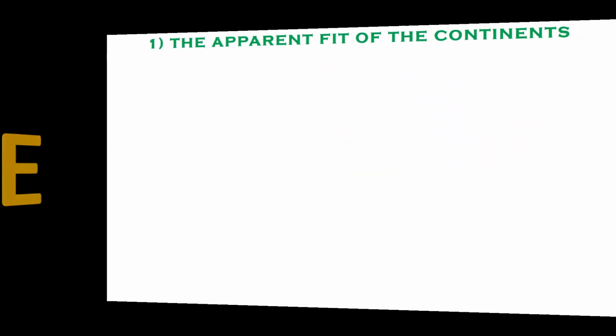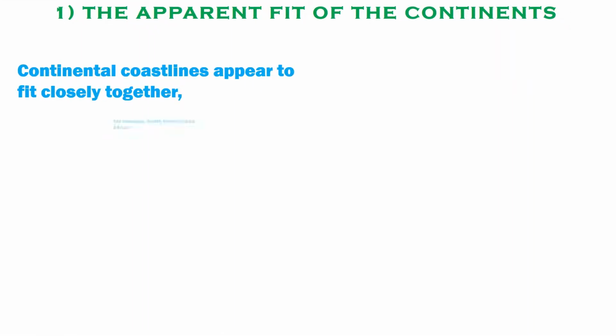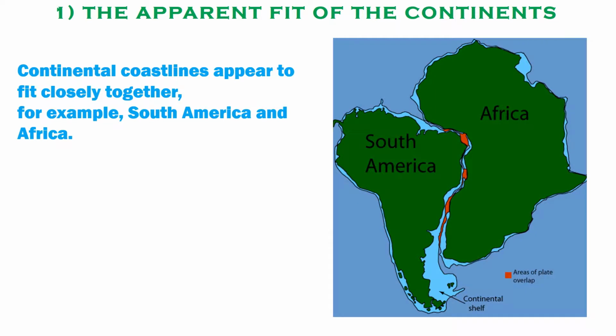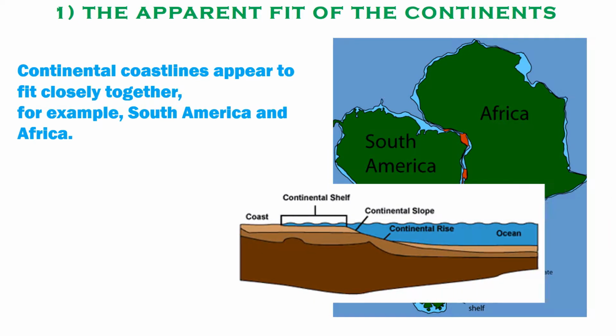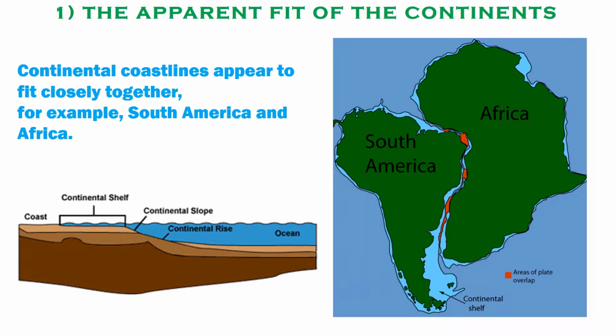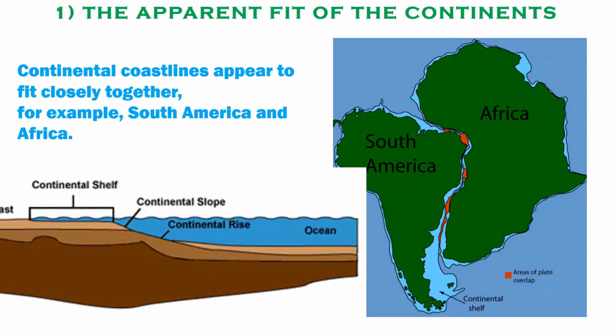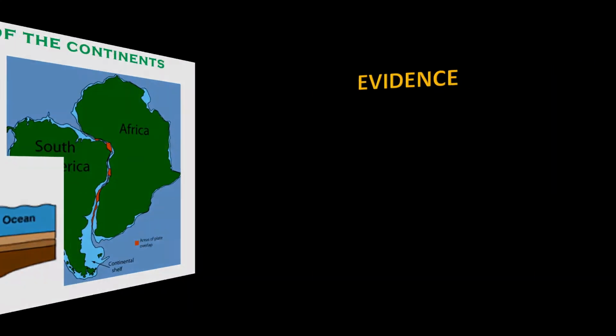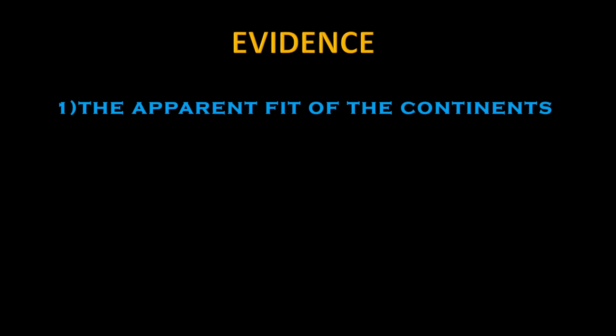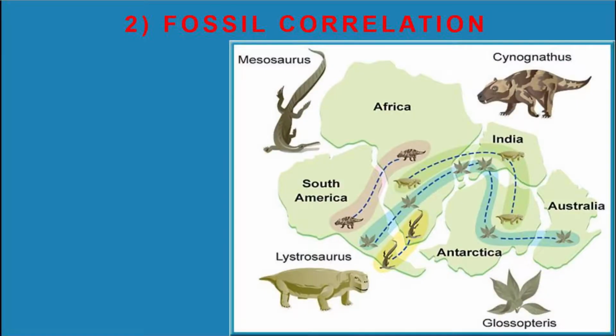The first one is the apparent fit of the continents. Continental coastlines appear to fit closely together, for example, South America and Africa. Here the red spot is the area of plates overlap, and the light blue part is the continental shelf. Continental shelf is the area of the bottom of the sea near the coast of a continent. And the second one is fossil correlation. Wegener also found evidence for continental drift from fossils.